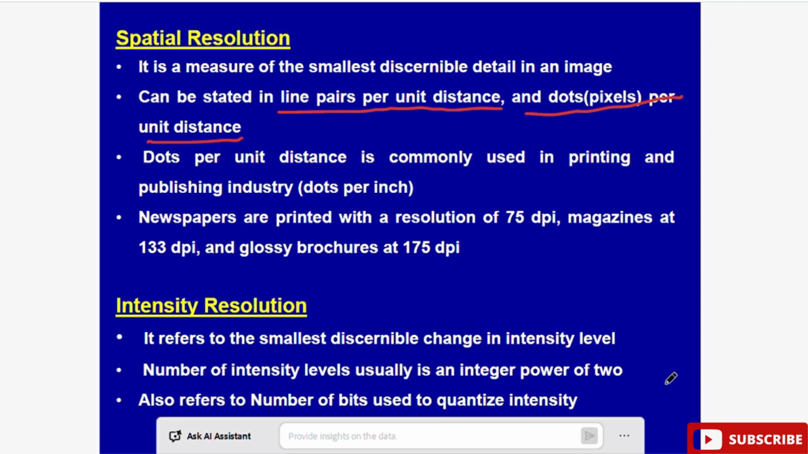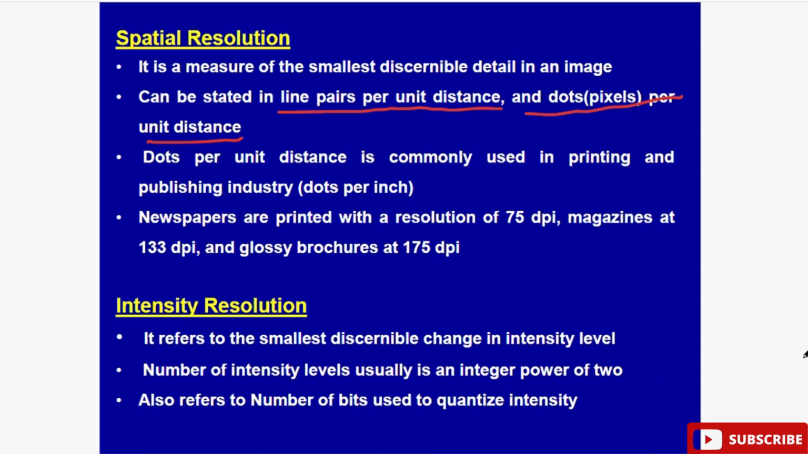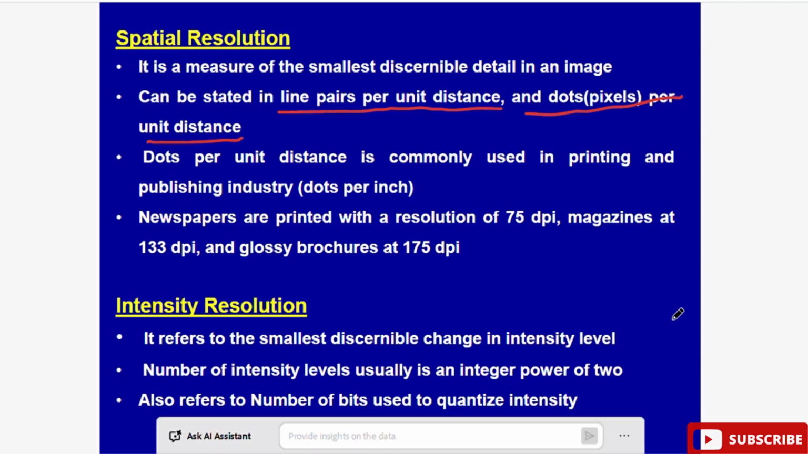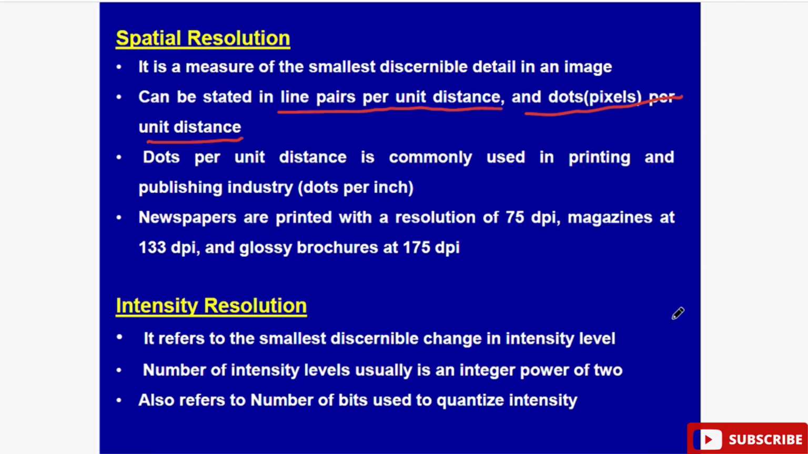And coming to the intensity resolution, it refers to the smallest discernible change in intensity level, and the number of intensity levels is usually an integer power of 2. That is because of ease of storage, and it also refers to the number of bits required to quantize intensity. So how many bits are required to quantize the intensity is called intensity resolution, and how many samples you are considering to discretize the coordinates is called spatial resolution.